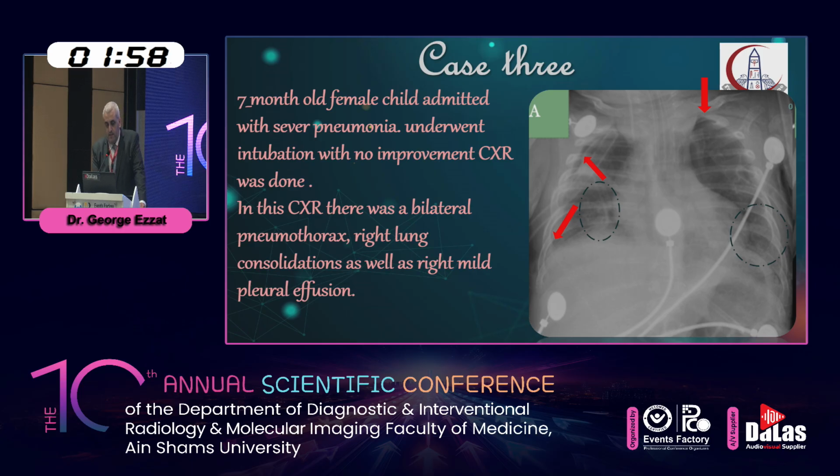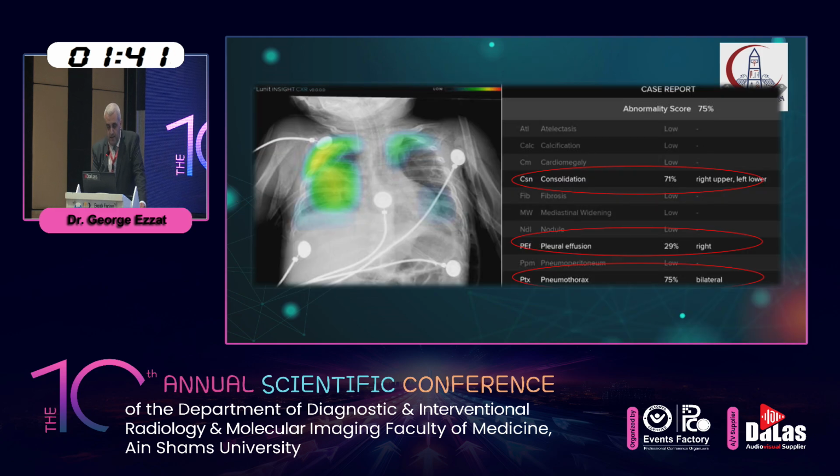In this case, a 7-month-old female admitted with severe pneumonia underwent intubation with no improvement. In the chest X-ray, there is bilateral pneumothorax and right faint consolidation, as well as a right mild pleural effusion. We can see that the AI did very well in the pneumothorax with a certainty of 75%, picked up the bilateral pneumothorax, and also picked up the right-sided consolidation. Pleural effusion had poor sensitivity, especially mild pleural effusion.